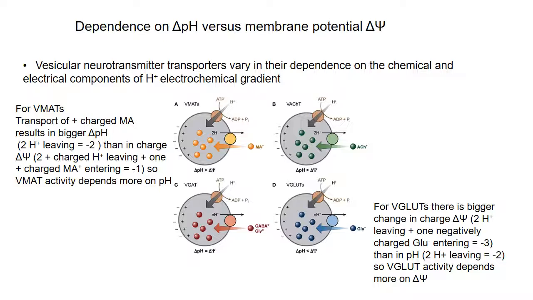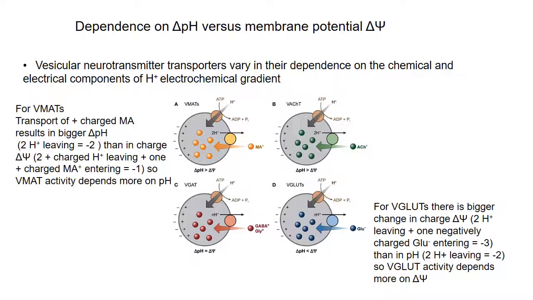For the neutral neurotransmitters, such as VGATs, they equally depend on both chemical and electrical components. On the other hand, for glutamate, which is negatively charged, the situation is different. When glutamate enters, it's really not known how many protons are required to leave for one glutamate. That's why in this T is present as n of H. We just don't know. But let's suppose n is equal to 2, so we have 2 protons leaving for one negatively charged glutamate to enter.